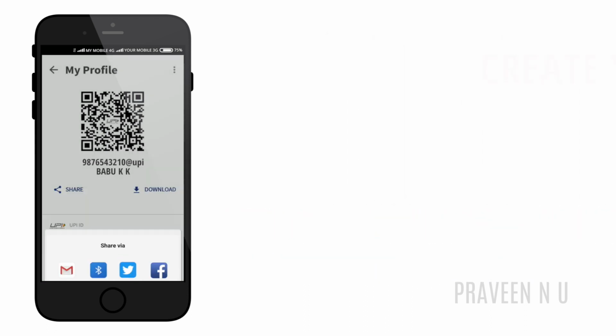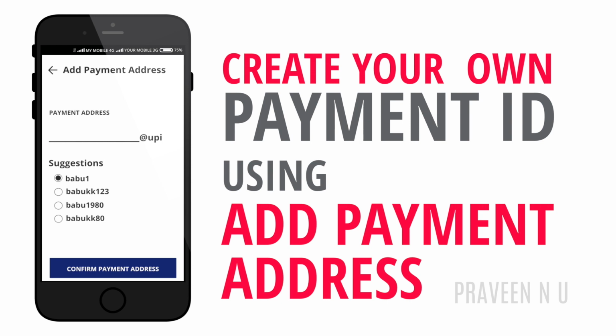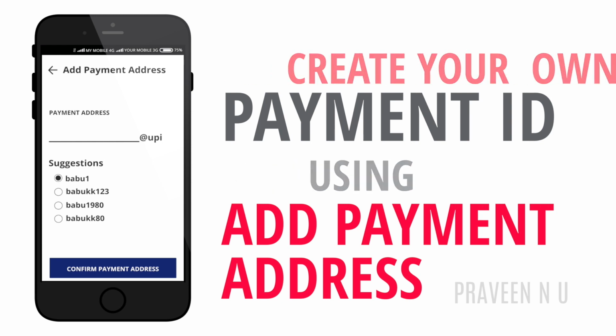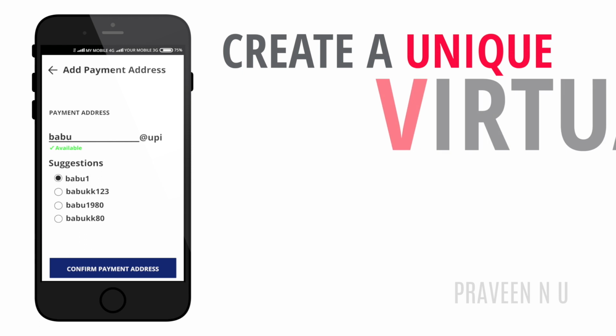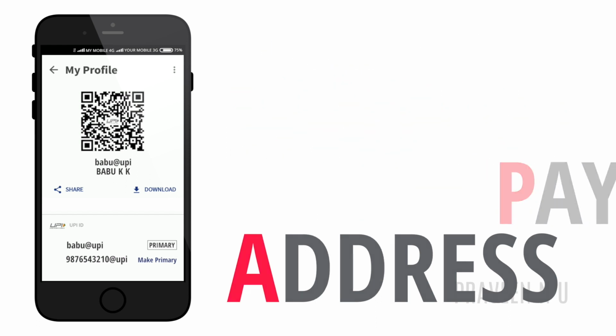We can make our own VPA here using the add payment address button. Press on it and we will reach a page to create our new payment ID. We can't select an ID which is already created by another person. After creating a proper VPA, we can set it as the primary ID for our transactions.